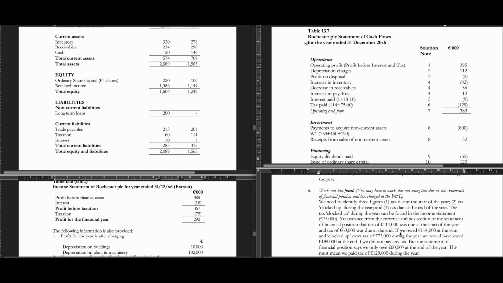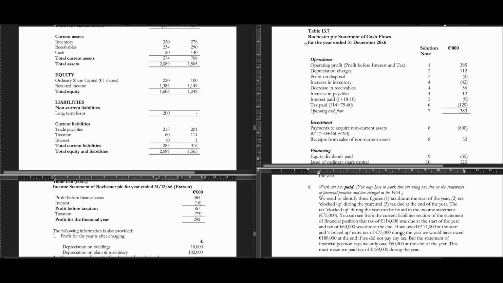Tax paid, that's step number 6. Very similar logic to interest paid. We look in the balance sheet, we see last year we owed 114,000 of tax. This year we owe 60,000. We also see in the income statement that the tax charge for the year, not necessarily what we paid, but the tax that attaches to this financial year, 20x6, was 75,000. So what we do is, I'll just pop up a calculator here.